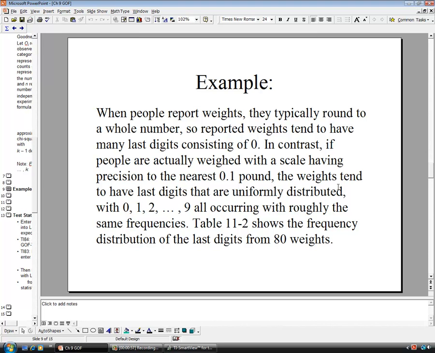So presumably we would have uniformly similar numbers. We should have as many that have 0.1 at the end as have 0.2, as have 0.3, and so forth. So we should have the tenths value be a 0, 1, 2, 3, 4, all the way to 9, and they should all occur with roughly the same frequencies. So 80 people have been weighed, and the results are in table 11.2, which is on the next slide.